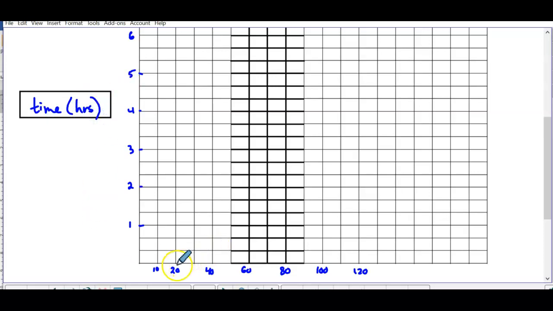And so for 20 kilometers per hour, it would take 6 hours. And for 40, remember it took 3 hours. 60 was 2. 80 was 1.5. Oops, 1.5 needs to be up a little bit. 100 is 1.2. 120 is 1. 140 was 0.8. So this is 6. So 140, didn't put that in, would be here.